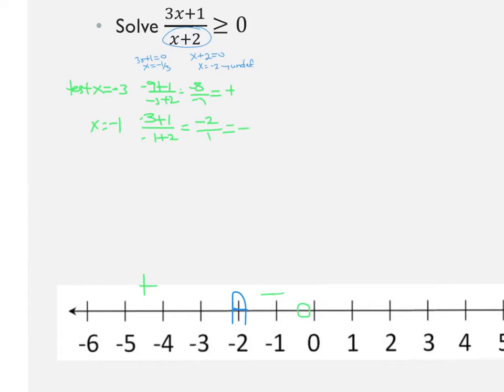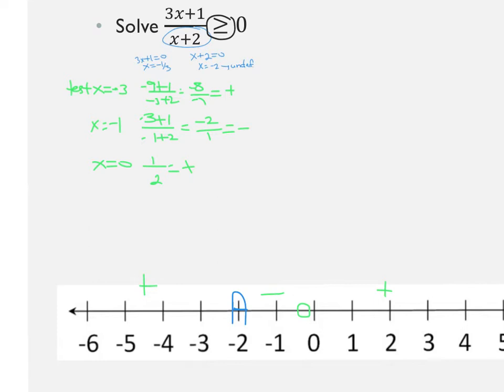Now because 0 is in a region to the right of the 0, we can test 0. 3 times 0 is 0, so we'll have 1 in the top and 2 on the bottom, which is a positive number. Now, we look at our original inequality, and note our original inequality is a greater than or equal to.